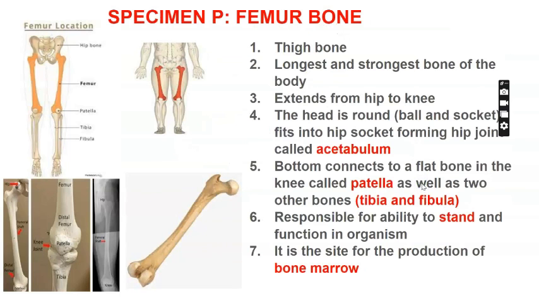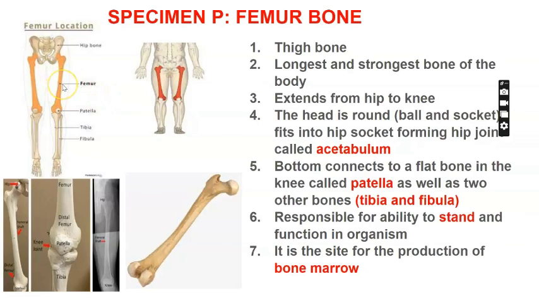Next to our next specimen, which is specimen P, the femur bone. The femur bone is also known as the thigh bone. It is the longest and the strongest bone of the body. It extends from the hip, you can see where it joins the hip, down to the knee. The head is round and it meets at the hip joint in a joint which we call the acetabulum. Remember that the humerus meets at the shoulder in the glenoid joint.